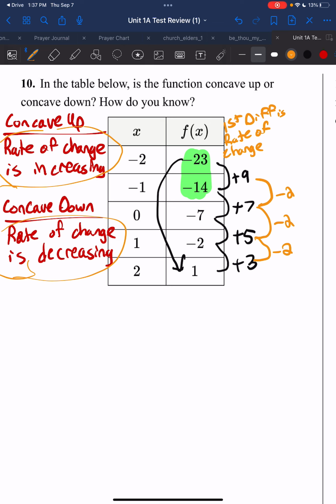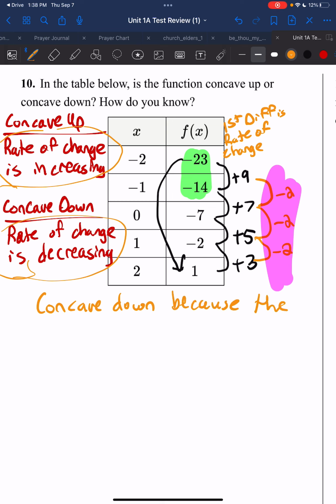So on my second difference that I just found, highlighted in pink, I know I went down 2. What that's telling me is my rate of change is decreasing. So it's concave down, and that's exactly it. It's concave down because the rate of change is decreasing.